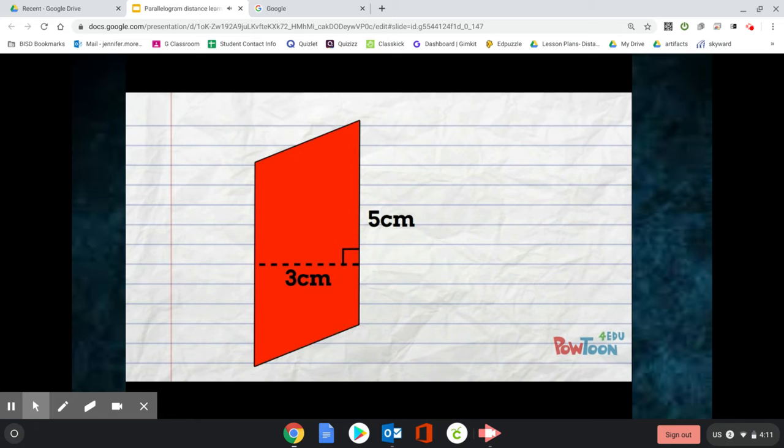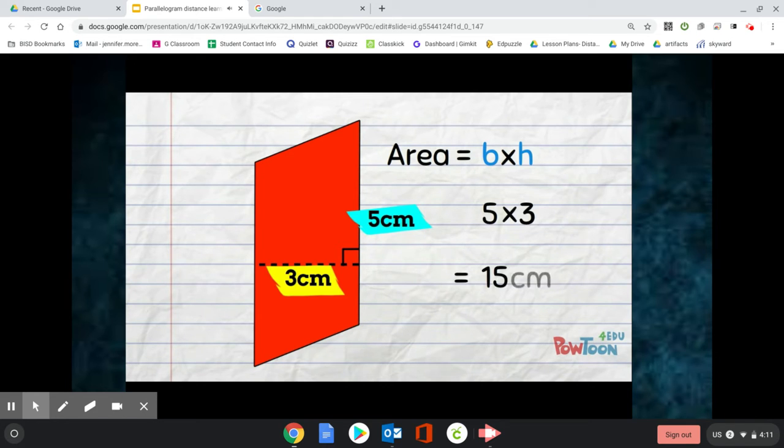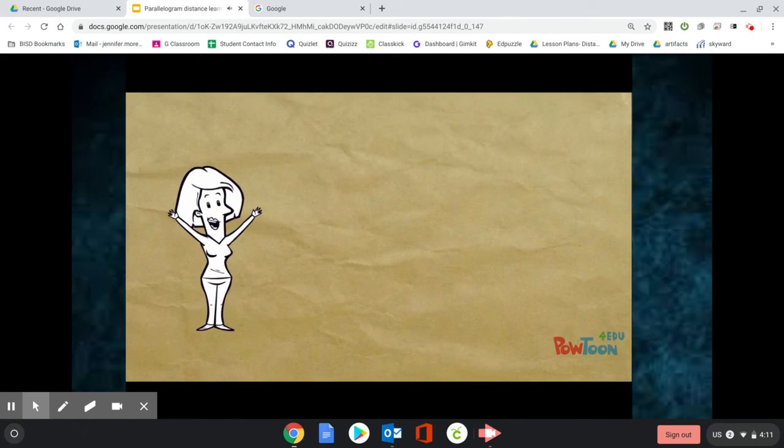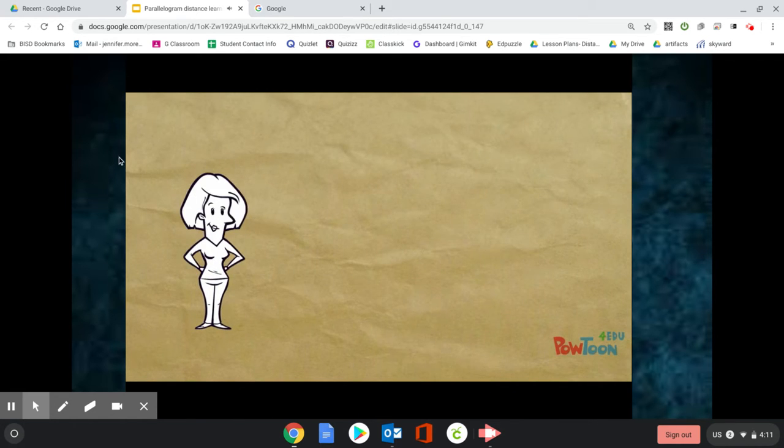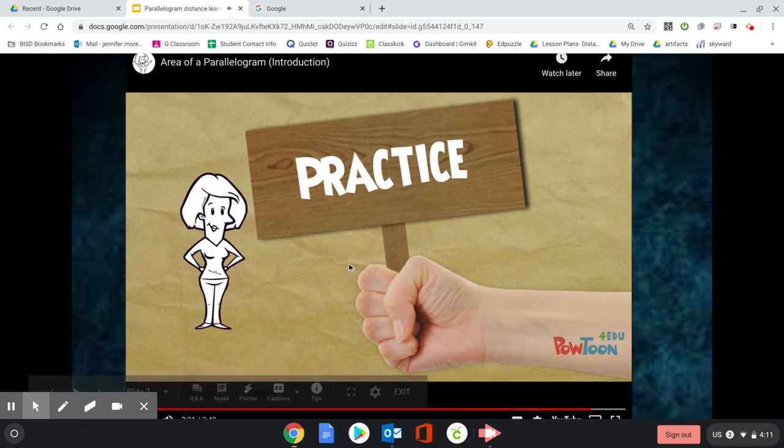Okay, so our base measures 5 centimeters and our height is 3 centimeters. Area is base times height, so 5 times 3 is 15 centimeters squared. Right, now you're primed and ready. You need to practice some for yourself.